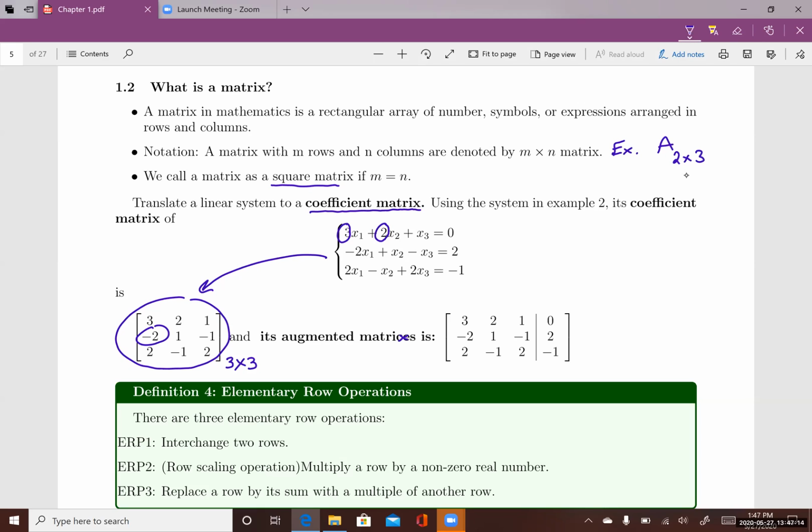So an augmented matrix of a linear system is a matrix that contains first the coefficient matrix, right? All the coefficients of all the variables. And you have a vertical bar separating the coefficient matrix from what is called the constant matrix. So you can say it's this constant column or constant matrix.